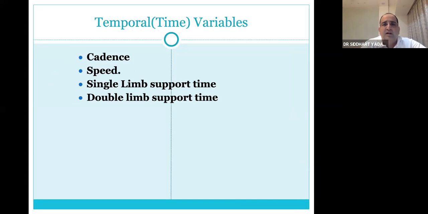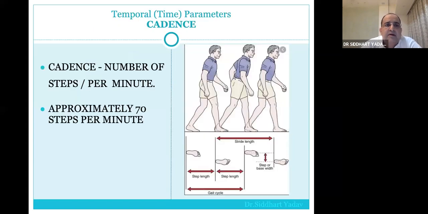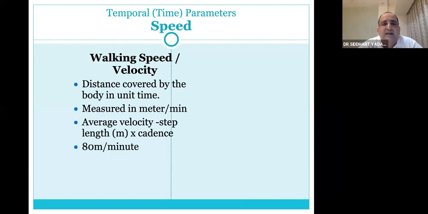Now, what are the temporal or time variables? These are cadence, speed, single limb support and double limb support. Now, what is cadence? Cadence is the number of steps per minute and approximately it is 70 steps per minute. Now, what is the speed? The walking speed is the distance covered by the body in a unit time. It is measured in meters per minute. Average velocity is step length multiplied by cadence. So average walking speed in a healthy person is around 80 meters per minute.